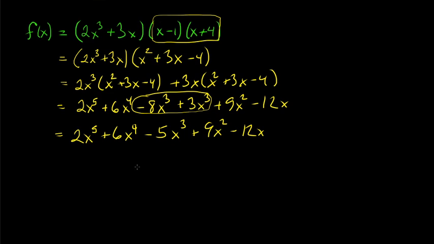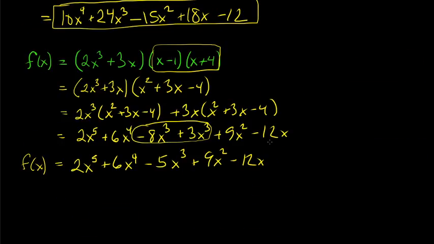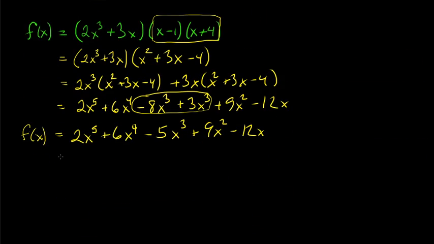So be careful, because this is not the answer. This is the original function. This is still just f of x, just multiplied out. Right? The original question was to find the derivative. But now in this form, taking the derivative should be pretty easy at this point, right?